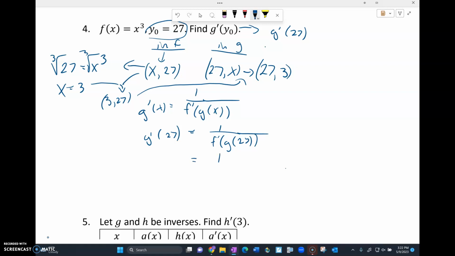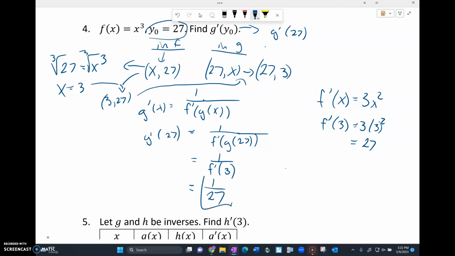So I can plug that in here. So I have 1 over f prime of 3. Right? The only thing that's left here is what is f prime of 3? Well, f of x is equal to x cubed, so f prime of x is going to be 3x squared. That means f prime of 3 is going to be 3 times 3 squared, or 27. So this ends up being 1 over 27. And there's our answer.